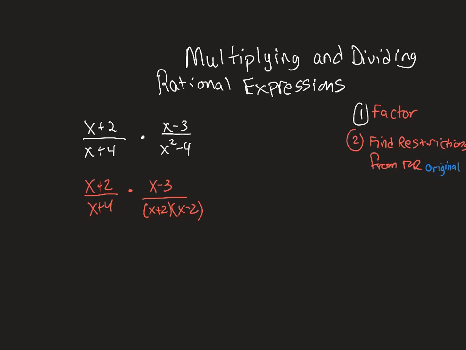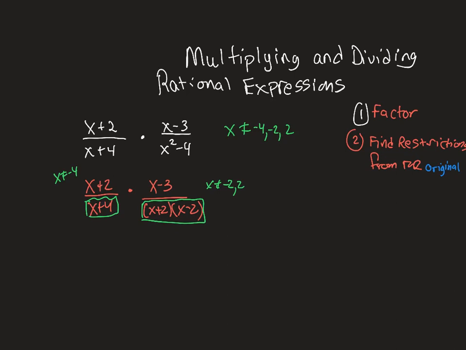Okay, and to do that, obviously you look at your denominators. So in this case, I can say that x cannot be negative 4, x cannot be negative 2, and 2. So in total, x cannot be negative 4, negative 2, and 2.